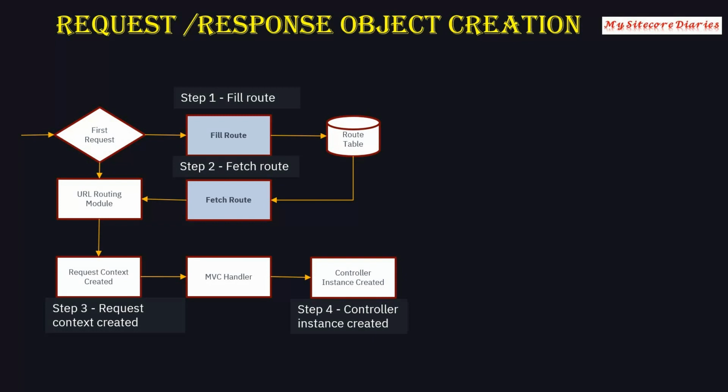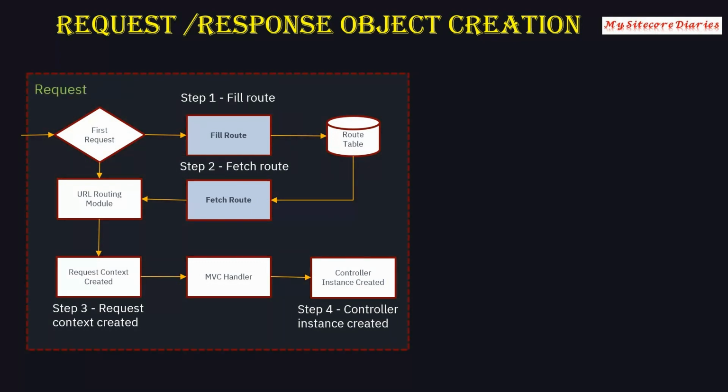Okay, so the controller will get initiated. First is the routing. The route is fine for that request, then it is given to the URL routing model, and the URL routing model will create a context, and that context will be given to the MVC handler. The MVC handler will initiate the controller. The controller and the action will be found from the route table. So this is the complete process of how the request is handled.